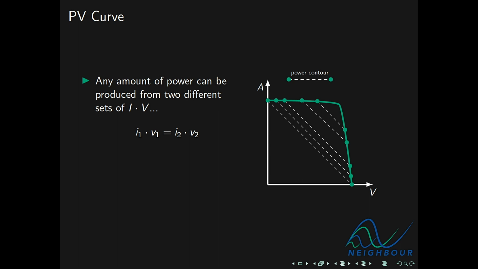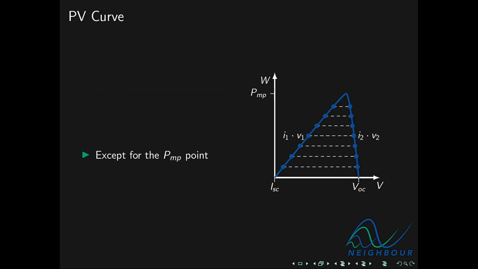If we multiply each point in the IV curve, I and V, and plot that against V, we'll get what's called the PV curve. Now it's very clear to see why any amount of power on the left or the right of the maximum power point can be derived by two different combinations of current and voltage, except the maximum power point. That single combination we know is IMP and VMP.